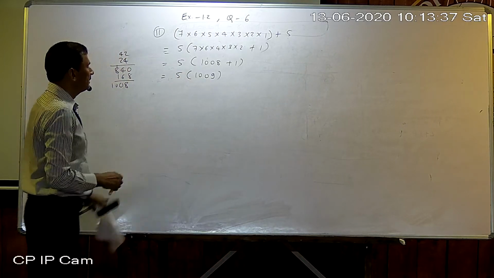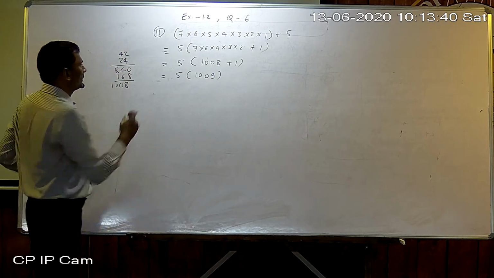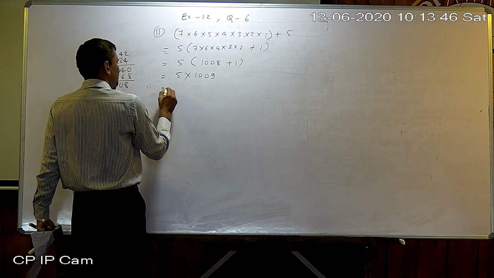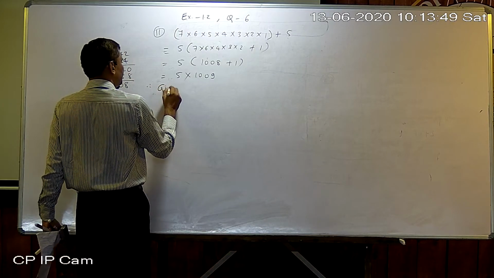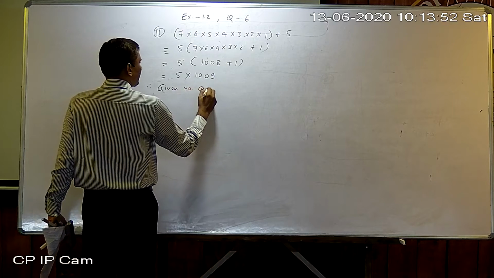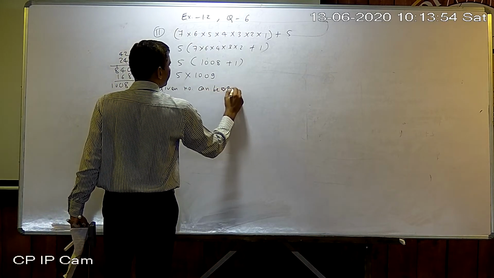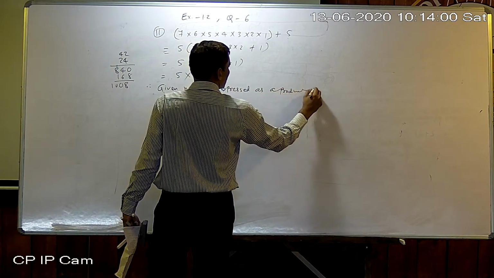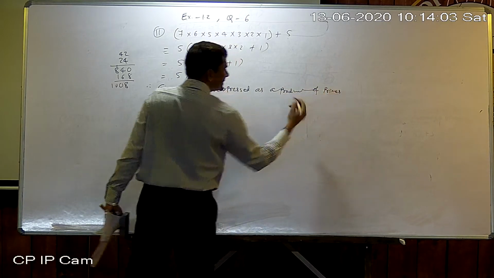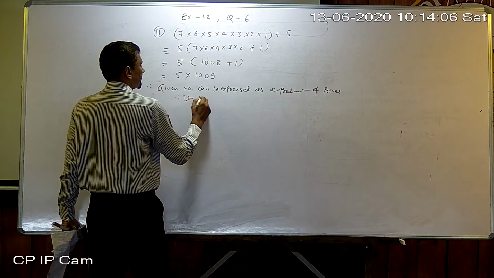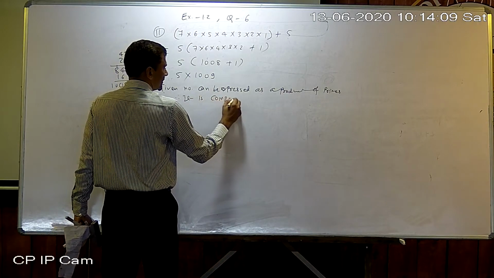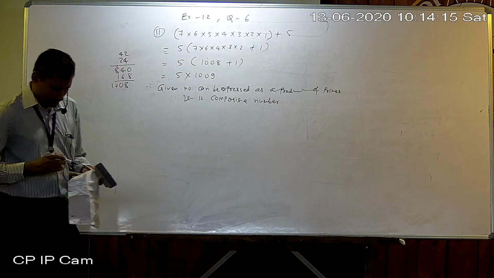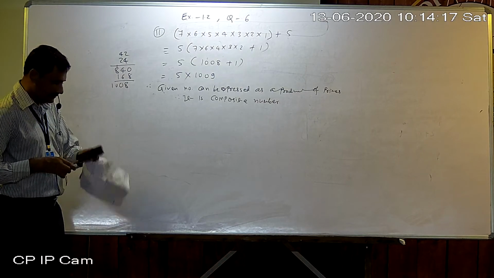So here we got a product of two prime numbers. Write down just like the first one. Therefore, the given number can be expressed as a product of primes, just like the previous one. Primes means prime numbers. Therefore it is a composite number. So this is the same type of question.